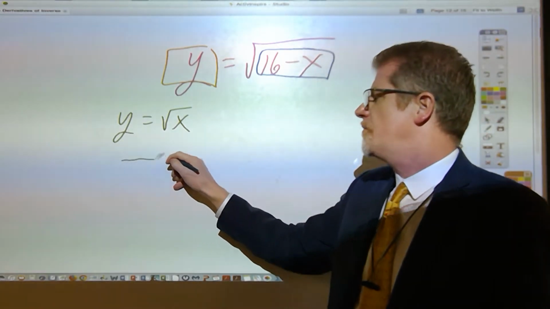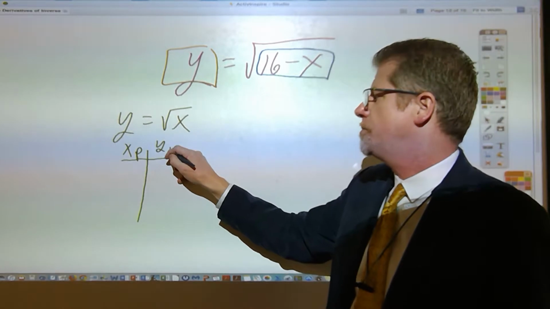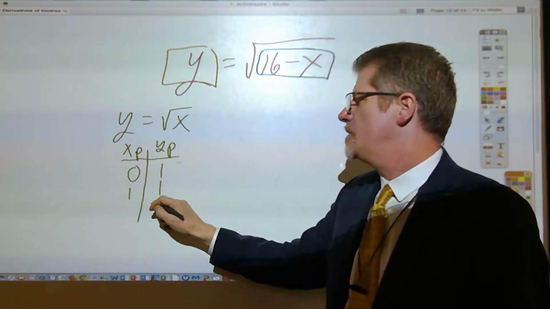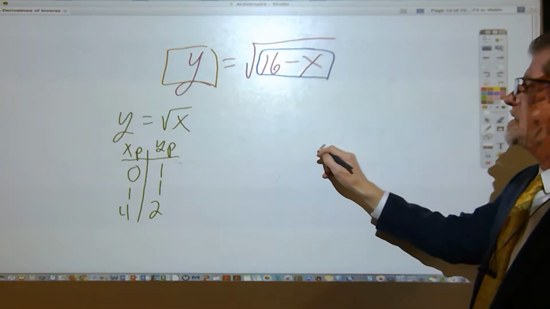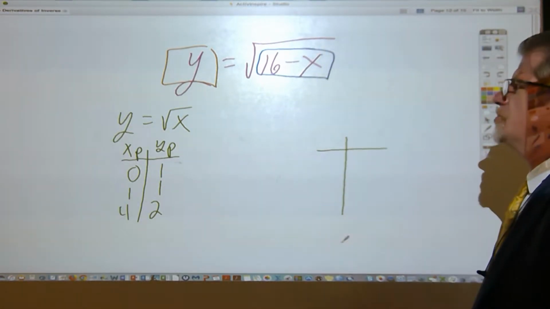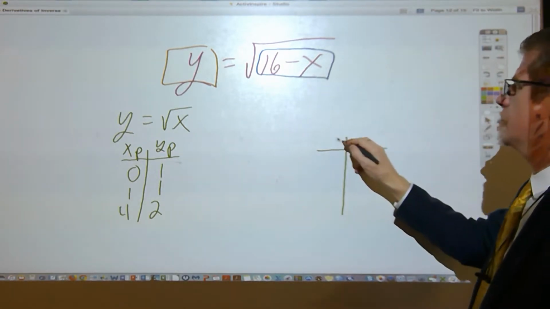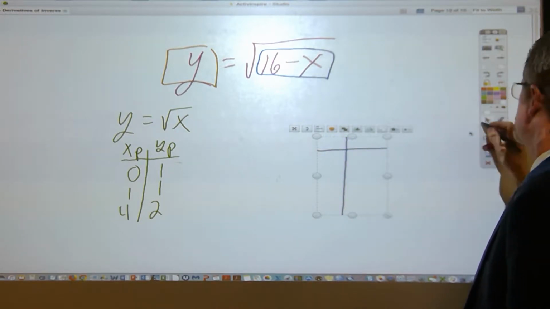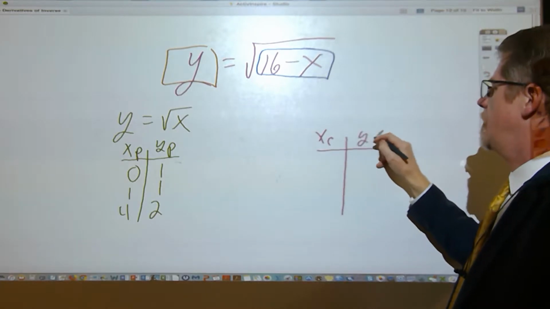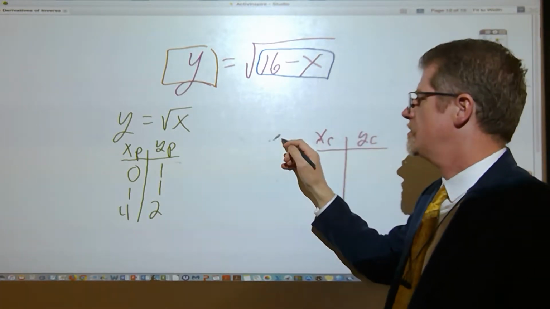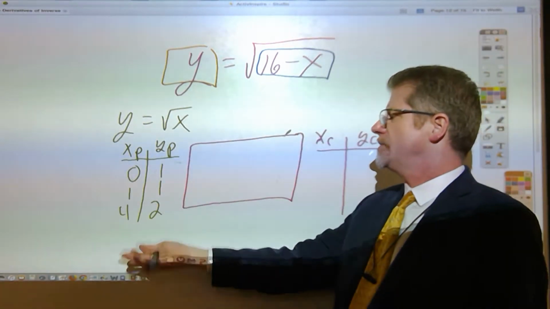This parent graph has key points x parent, comma y parent, at 0, comma 0; 1, comma 1; the square root of 4 is 2. What does this equation say is the linear transformation that turns the parent graph into this purple child function, whose coordinates are x child, comma y child? There is actually a pair of linear transformation equations. Of course, to do this, you would never have to write these down. This is just what's in your mind.